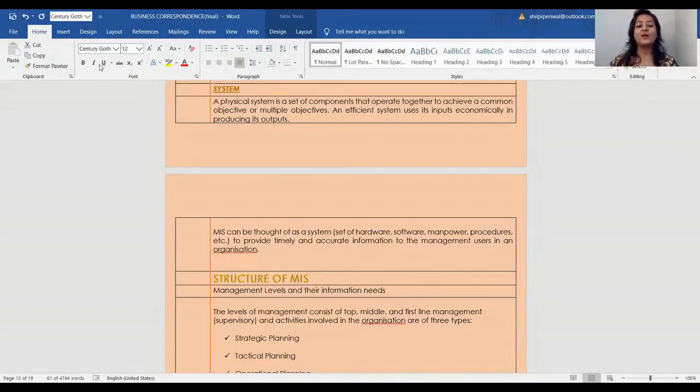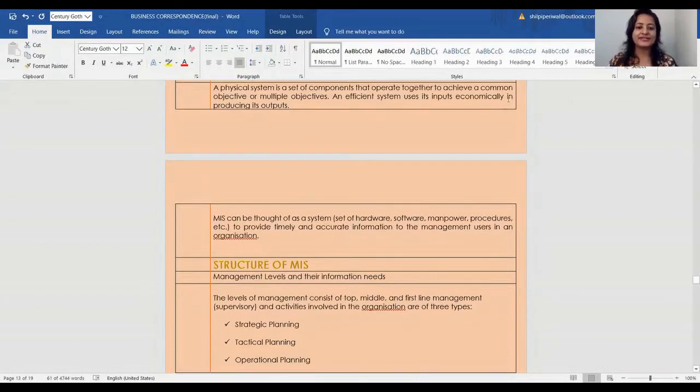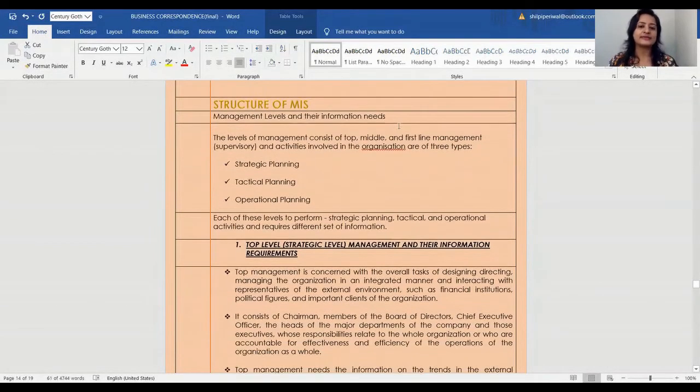Okay. Now, coming on to the next topic, that is the structure of MIS. Okay, so all of you know that the management consists of 3 levels, right? That is your top level, middle level, and the bottom or the lower level. Now, every organization which has these 3 types of management needs 3 types of planning also. What are those kinds of planning? One is your strategic planning, then your tactical planning, and then your operational planning.